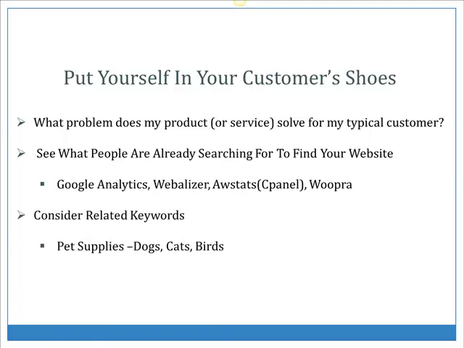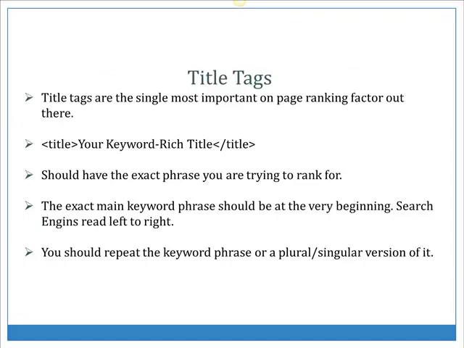Consider related keywords. Instead of just pet supplies, maybe it's dog supplies or cat supplies or bird supplies. Title tags are the single most important on-page ranking factor out there. They're very important. A lot of people do not use them, and they're that important.